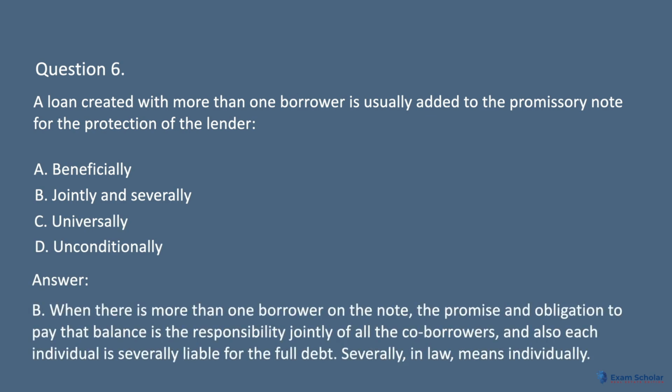Answer: B. When there is more than one borrower on the note, the promise and obligation to pay that balance is the responsibility jointly of all the co-borrowers, and also each individual is severally liable for the full debt. Severally, in law, means individually.